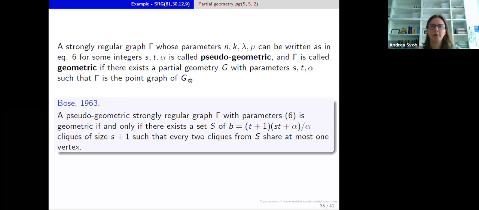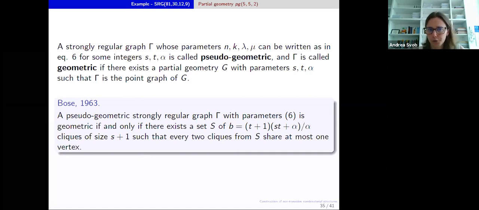So you can have a lot of strongly regular graphs whose parameters satisfy these conditions, but it does not mean that inside of these strongly regular graphs, you can construct this nice finite geometry structure.